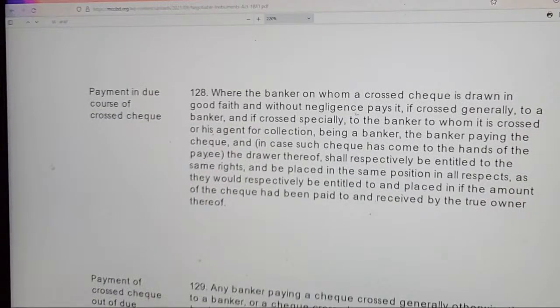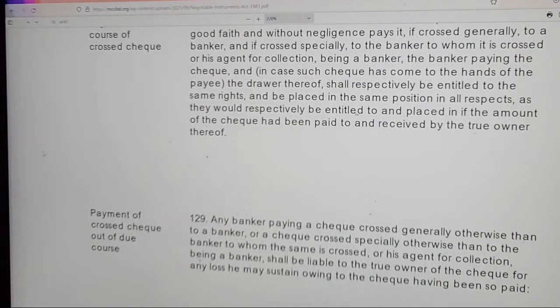Payment in due course of crossed check. Where the banker on whom a crossed check is drawn in good faith and without negligence pays it, if crossed generally to a banker, and if crossed specially to the banker to whom it is crossed, or his agent for collection being a banker, the banker paying the check, and in case such check has come to the hands of the payee, the drawer thereof shall respectively be entitled to the same rights and be placed in the same position in all respects as they would respectively be entitled to and placed in if the amount of the check had been paid to and received by the true owner thereof.